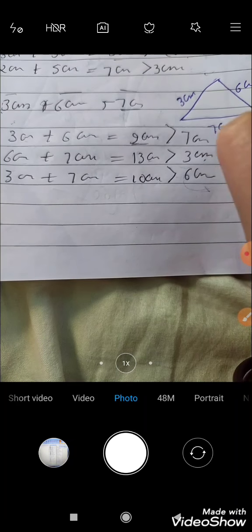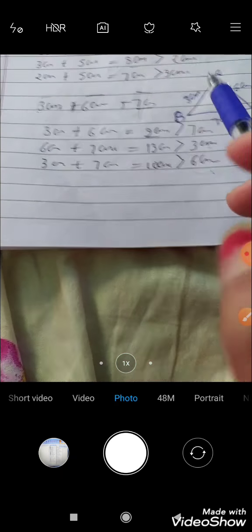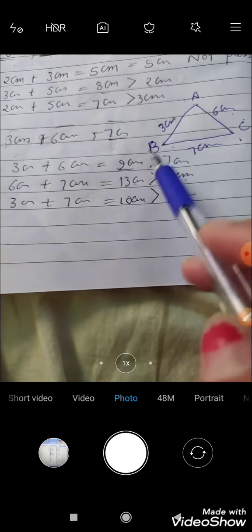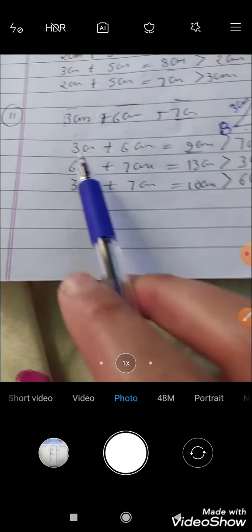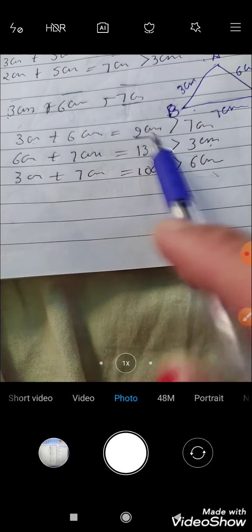Now move to the second part of this question. In this part, the measurements given are 3 centimeter, 6 centimeter and 7 centimeter. Now we suppose that we have a triangle whose measurements are 3 centimeter, 6 centimeter and 7 centimeter. So first we will add two of its sides, and then we compare the sum of two sides with the third side. So first we are going to add sides AB and AC. That means we add 3 centimeter and 6 centimeter and their sum is 9 centimeter. This sum is greater than the third side.